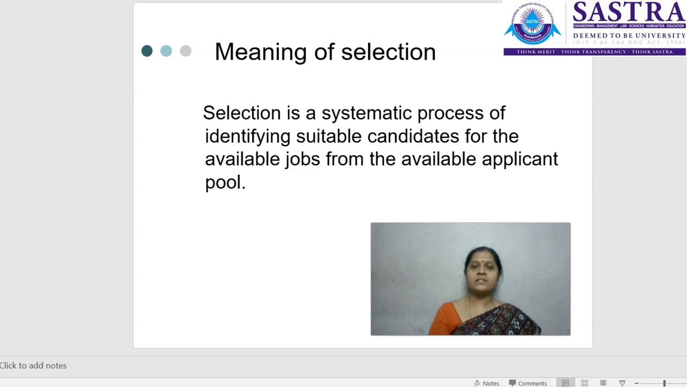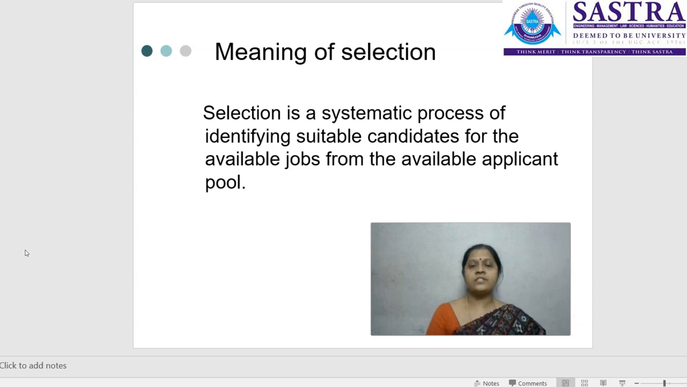Once the applicant pool is prepared, the next step of the HR department is to implement the predetermined selection process in order to select the best candidate for the job. The aim of this process is to finally end up with the candidates who are best suited for the vacant jobs. So this is the purpose of selection.